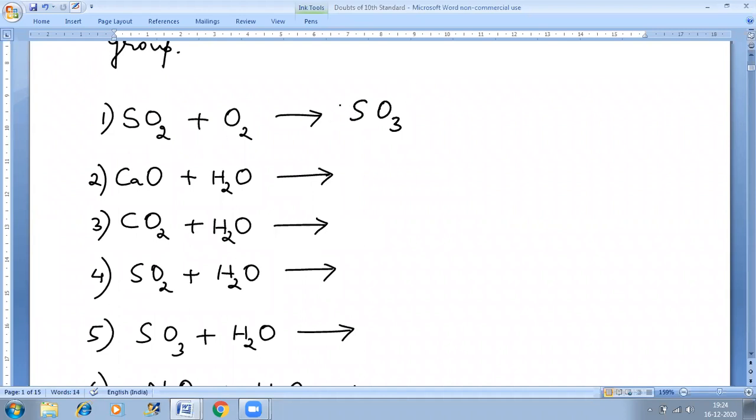Now, to balance the reaction, I'll put 2 here, so there are 2 sulfur atoms. I'll put 2 here also, so here also there are 2 sulfur atoms. Oxygen, 2 into 2, 4. Here 4 oxygen atoms and here 2. 4 plus 2, 6 oxygen. And here 2 into 3, 6. So here also 6 oxygen atoms. So all atoms are balanced.